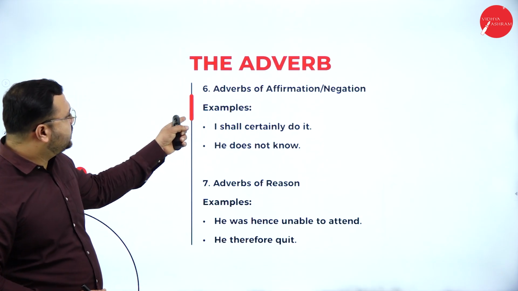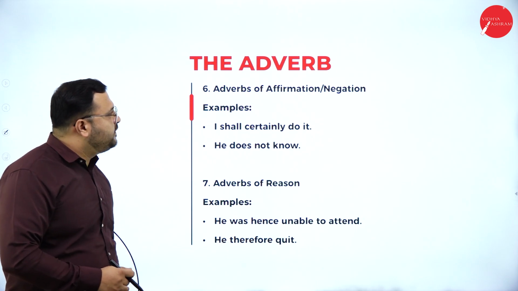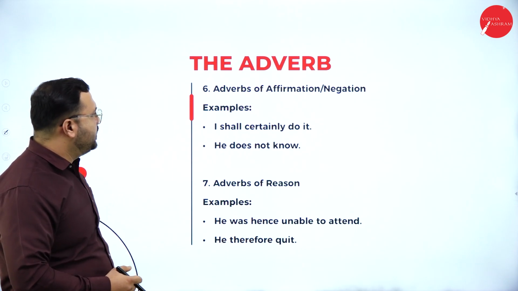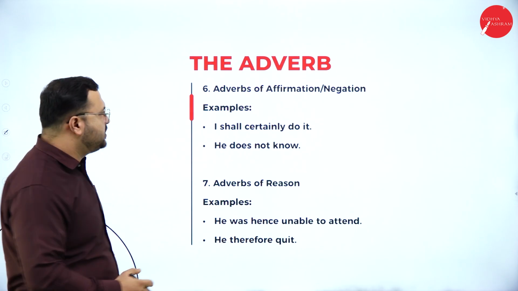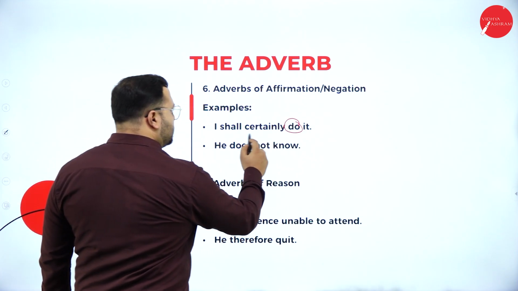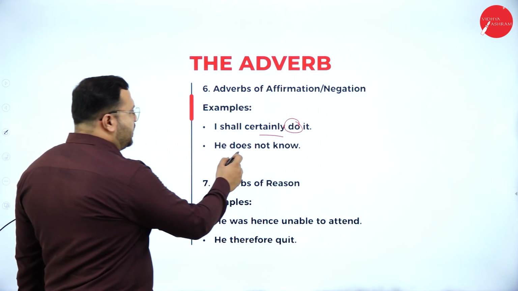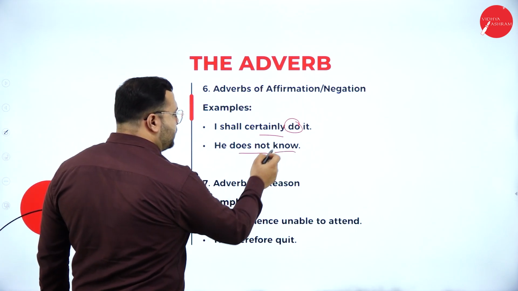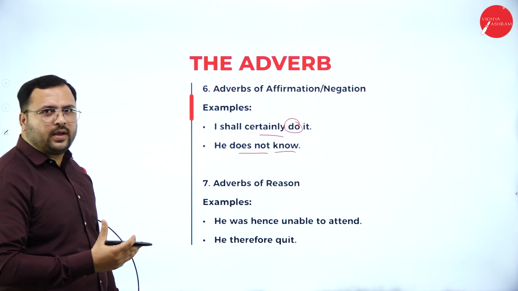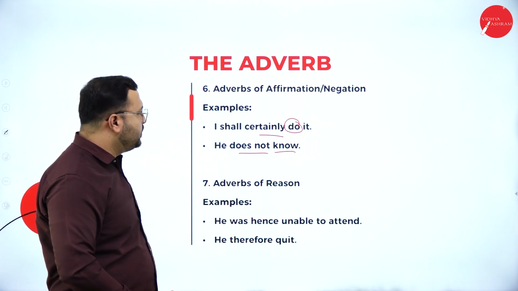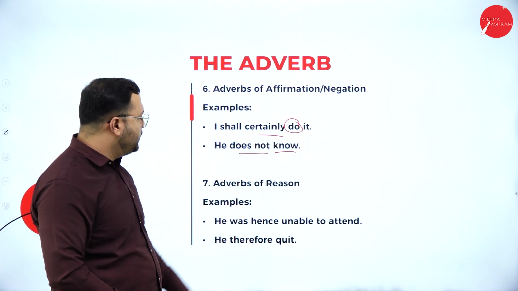And the sixth one, the adverbs of affirmation or negation. Example, I shall certainly do it. I shall do it. How? Certainly. Affirmation. He does not know. Knowing is the verb, and in he does not know, this word is emphasizing know.